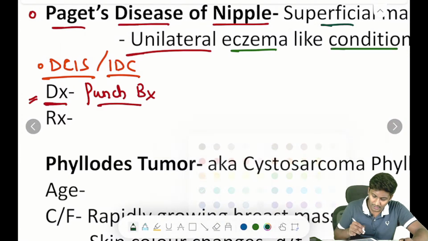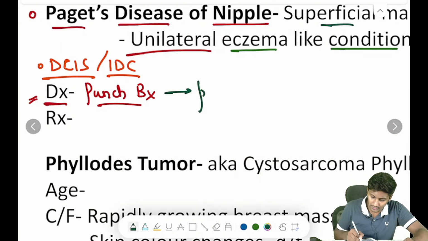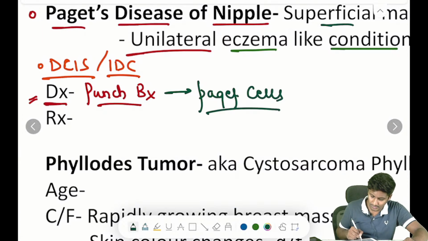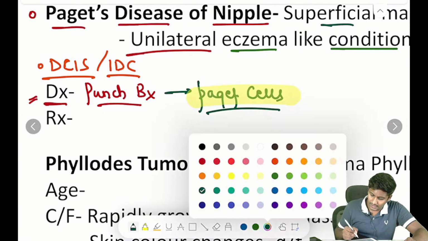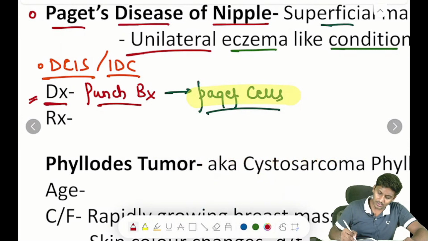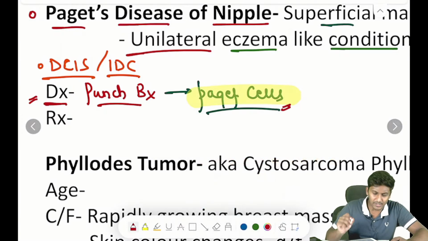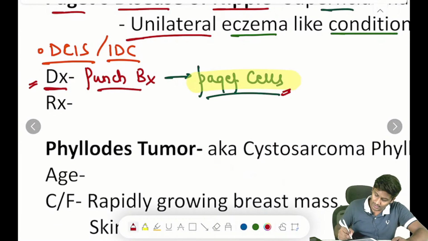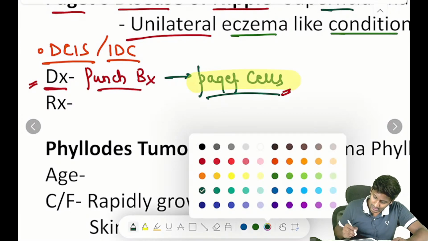from the nipple areola complex, you have to remember, on that punch biopsy I'll be able to see the classical Paget cells, and that is the reason why it is called Paget's disease of nipple. So just remember, in the epidermis I am able to see the classical Paget cells. That is the classical feature of Paget's disease of nipple. Just remember this. Okay? If I talk about treatment, what has to be done?